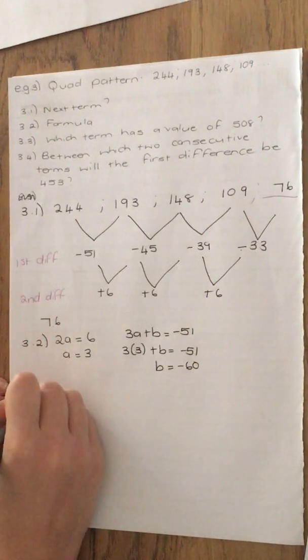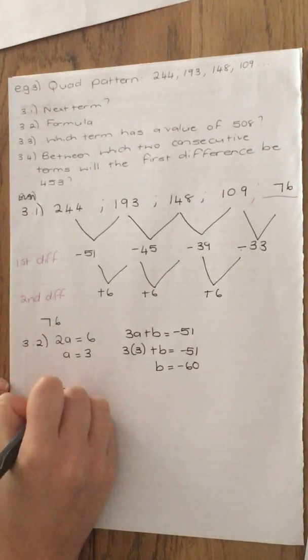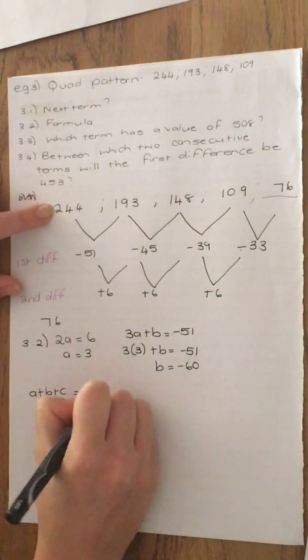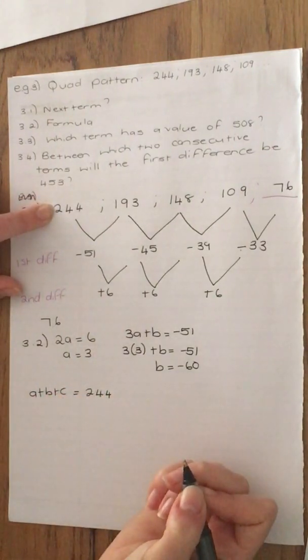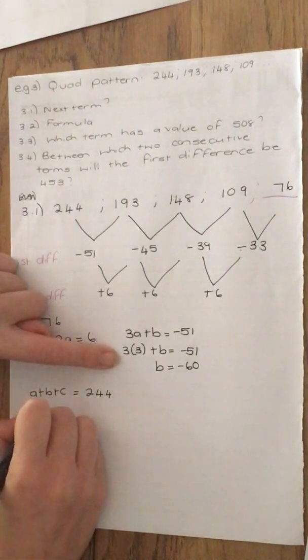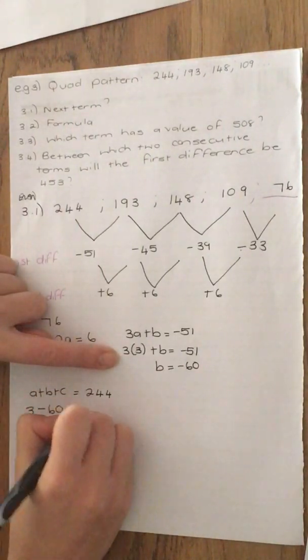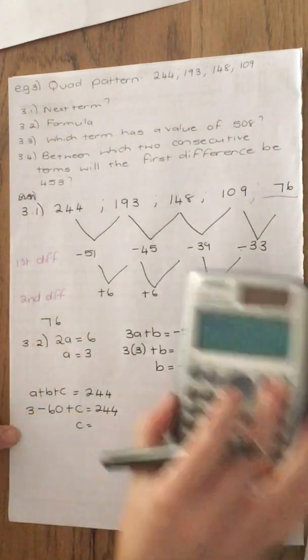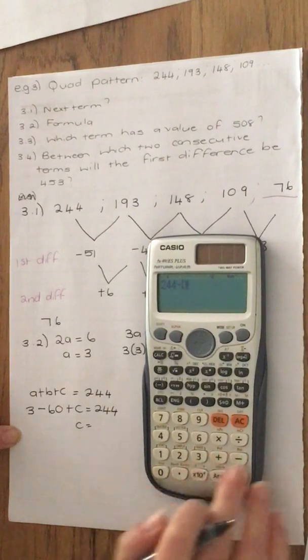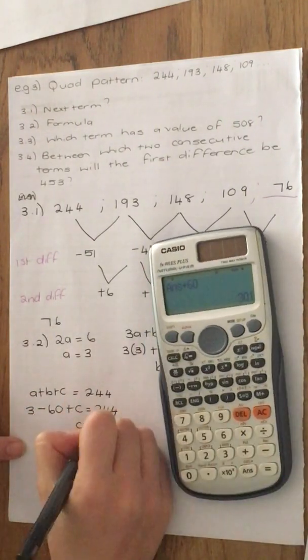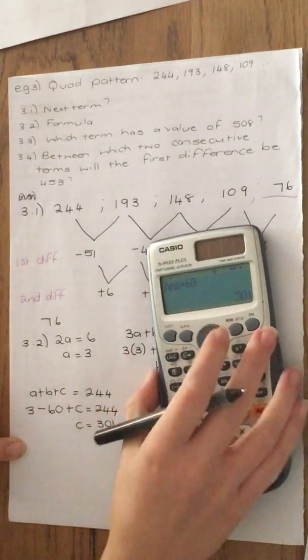Then your last one is a plus b plus c, which we must make equal, if you go one back, 244. That is your first term. And then you replace with what you know. So a is 3, b is minus 60, and c we need to calculate. So if I take 3 over, 244 minus 3, then I must plus 60, because if I take it over, it becomes positive. So c is equal to 301.